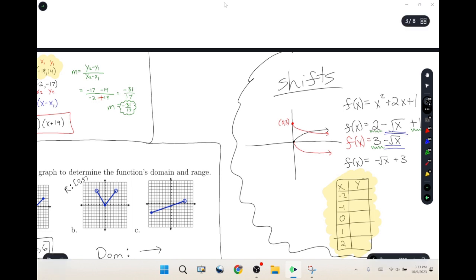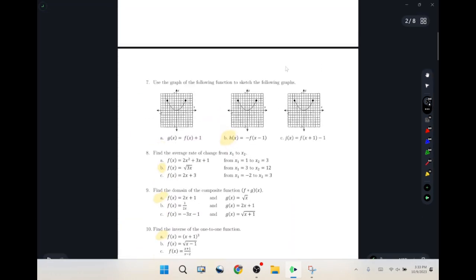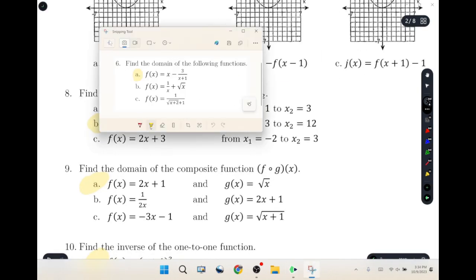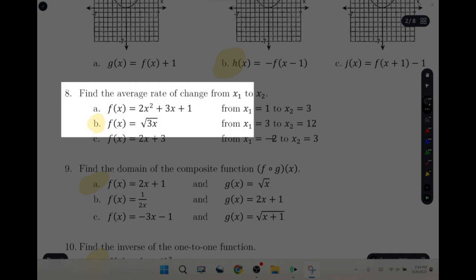All right, what else are we looking at? Yeah, go for it. 8B. 8B. Can't just say all the highlighted ones. I don't know.